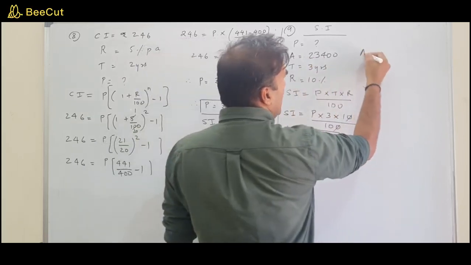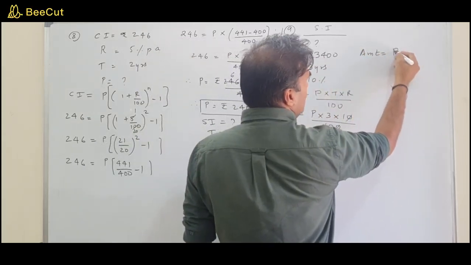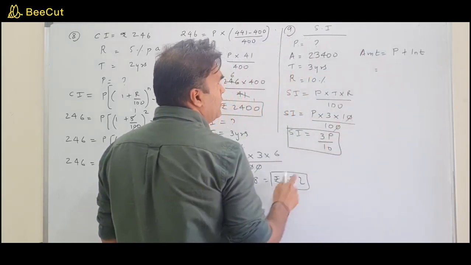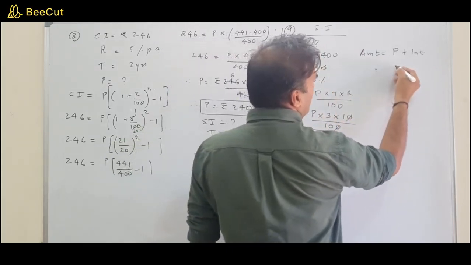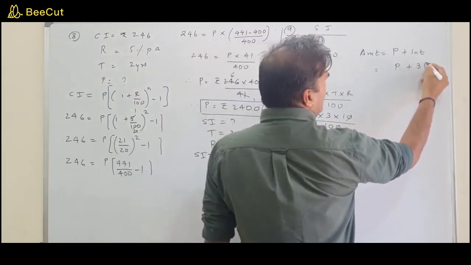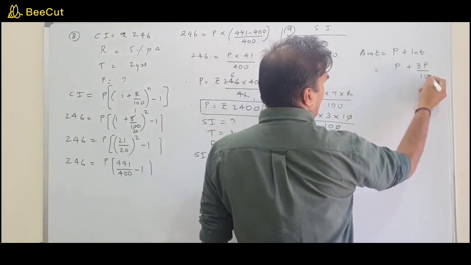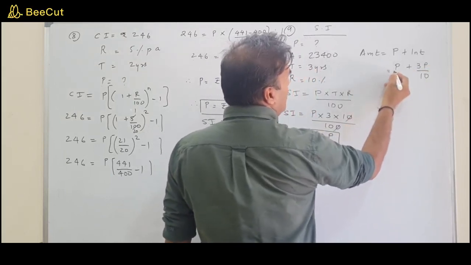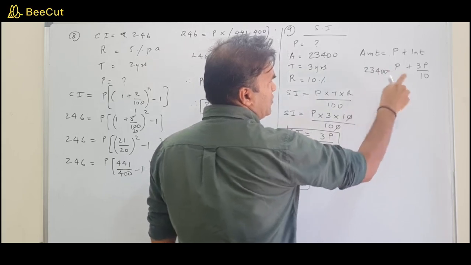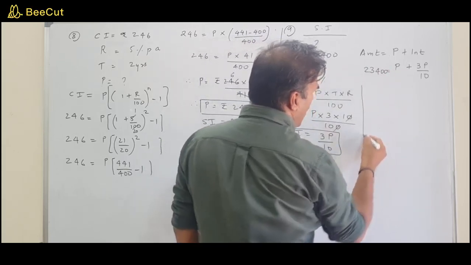Knowing the fact that amount is always equal to principal plus interest. What is the principal amount? Sir, principal is not given. What is the interest amount? Sir, interest is 3P upon 10. What is the amount given to you? Sir, 23,400. Can we solve this equation? Yes, sir. How?